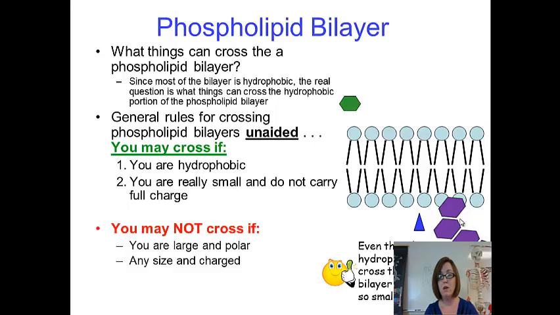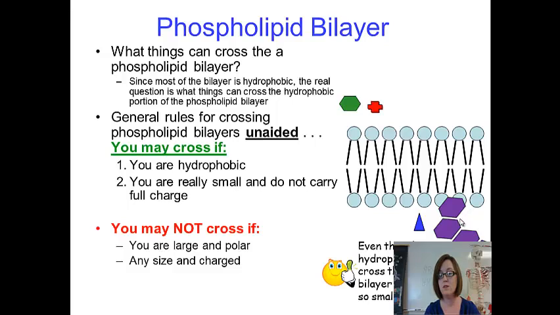You also can't cross, no matter how big or small you are, if you're charged. So even if you're a teeny tiny little hydrogen ion, you're made of nothing but a single proton. It doesn't get any smaller than that. It's the smallest thing we really come into contact with in this class, a hydrogen ion, a proton. It is an ion. It cannot cross the phospholipid bilayer unaided. Okay.